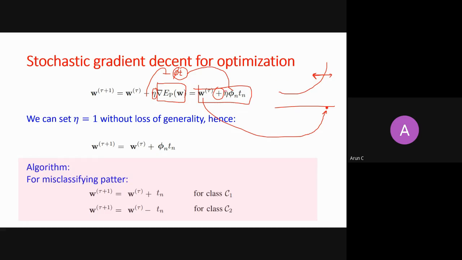So that will be decided by eta. If I take eta very large, I can overshoot my minimum and land somewhere here. If I take eta very small, I can just jump to somewhere here, right? So eta is a deciding factor in where I can go.